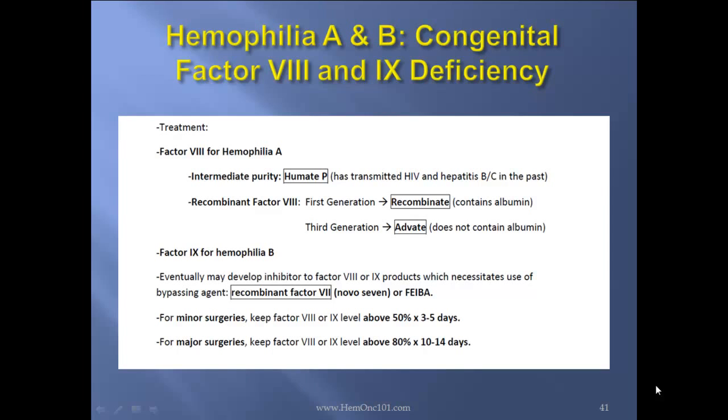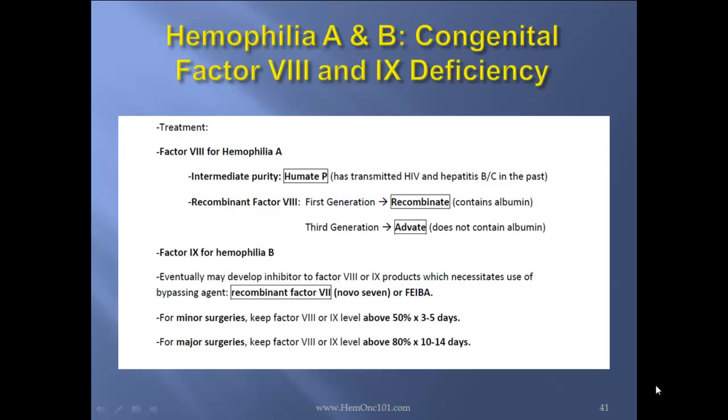Treatment for factor VIII for hemophilia A. The intermediate purity is Humate-P, and that has transmitted HIV and hepatitis B and C in the past. It's actually what wiped out most of the hemophiliac population in the 1980s. Now, the recombinant factor VIII, first generation, called Recombinate, contains albumin, which theoretically may transmit infections as well. Third generation, called Advate, does not contain albumin.